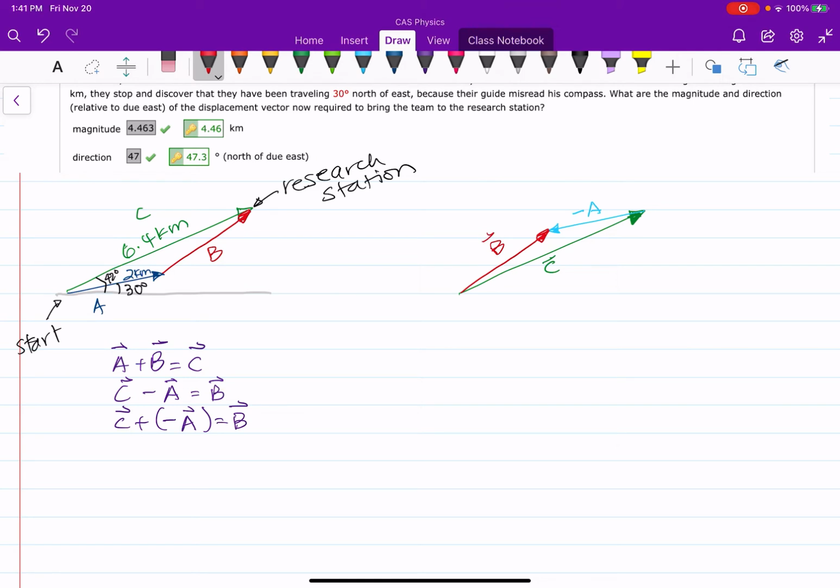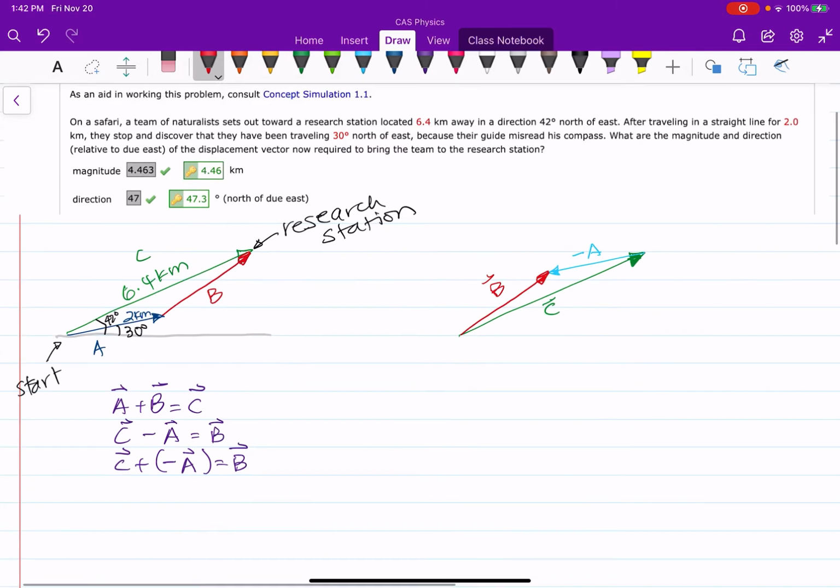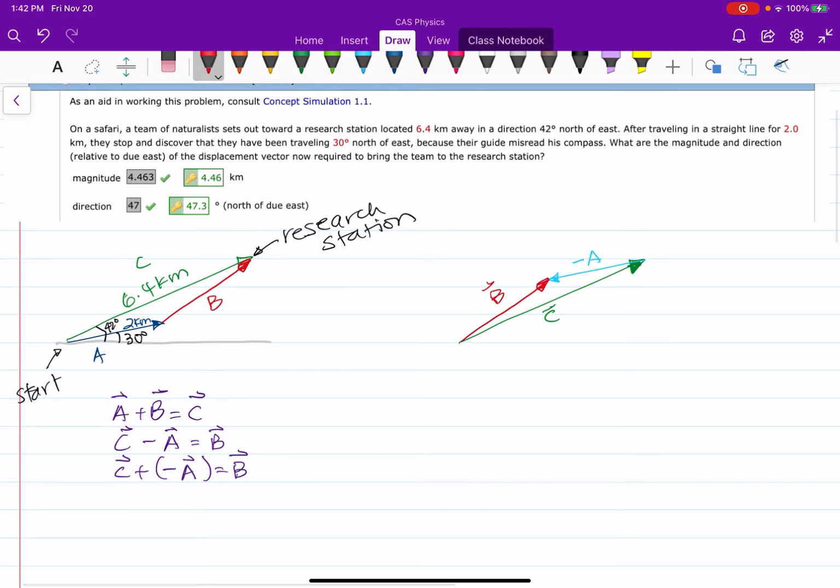All right, so the way we'll do this is the same way. This is a somewhat complicated triangle to solve, but we can do this relatively straightforwardly by using components. So what we're going to do is find the components of C, find the components of A, and either you can think of it as subtract the components of A or add the components of negative A. Whichever way makes more sense to you. I think what I'll do is find the components of C, find the components of A, and then subtract them.